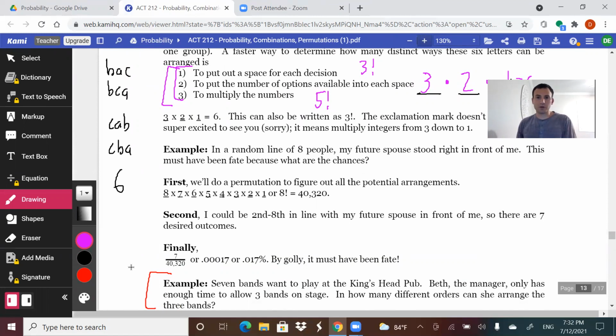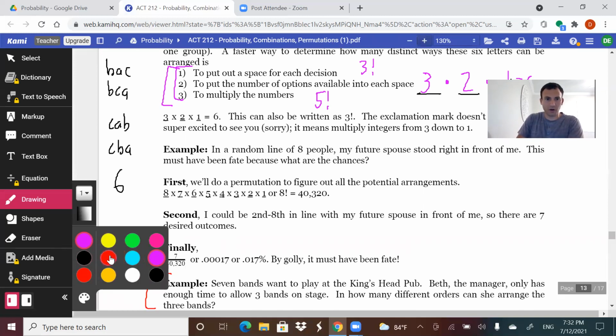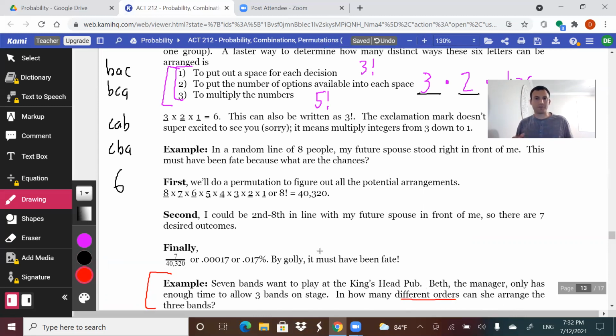So 7 bands want to play at the King's Head Pub. Beth, the manager, only has enough time to allow 3 bands on stage. And how many different orders? So we care about all the arrangements, or all the distinct ways. How many different orders can she arrange the 3 bands? So we care about who plays first, second, and third. So Beth has to make 3 decisions. She has to decide who plays first, who plays second, and who plays third.